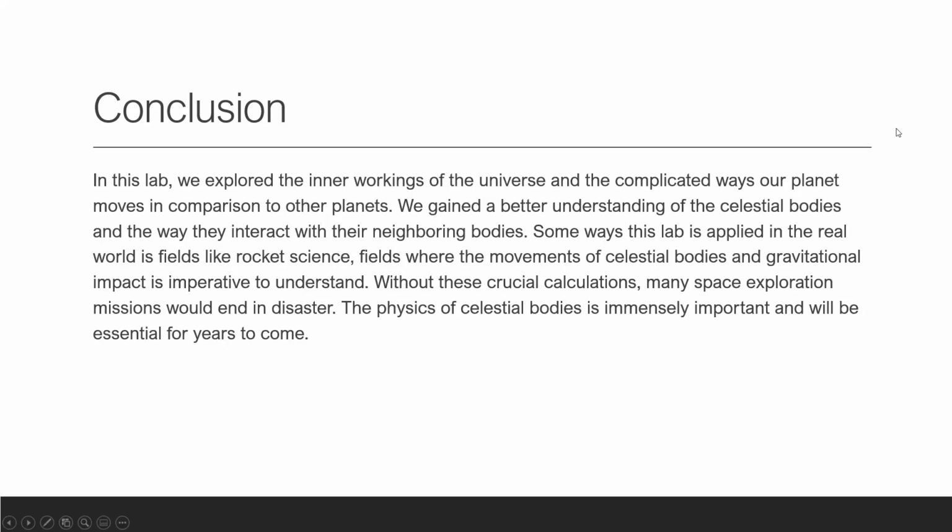So for our conclusion, in this lab we explored the inner workings of the universe and the complicated ways our planet moves in comparison to other planets. We gained a better understanding of the celestial bodies and the way they interact with their neighboring bodies based on gravity and stuff like that.